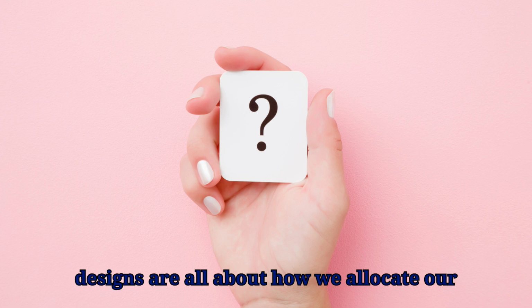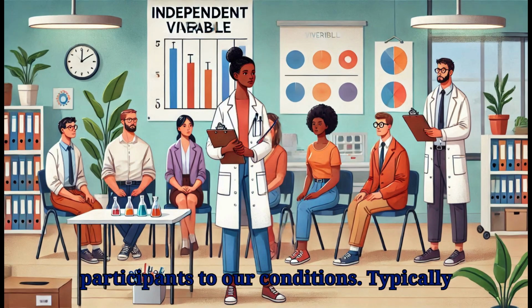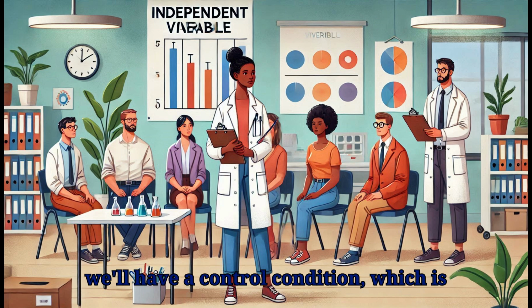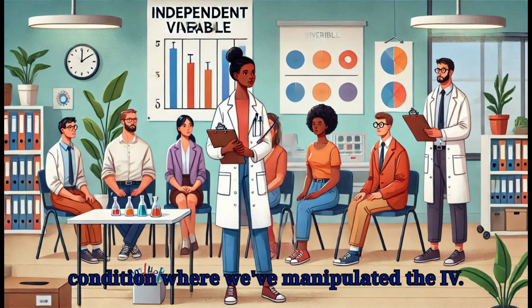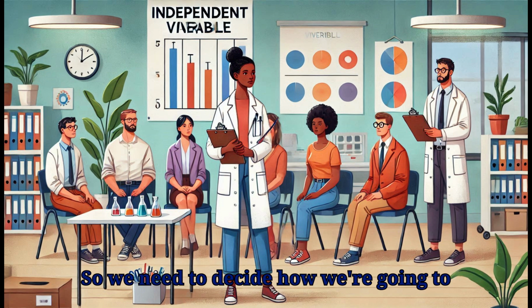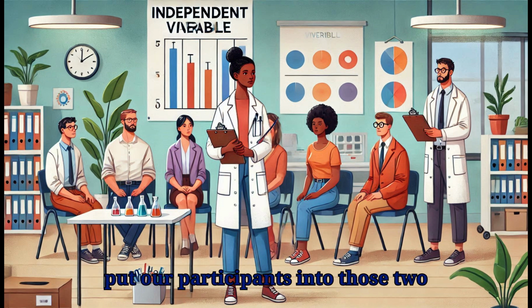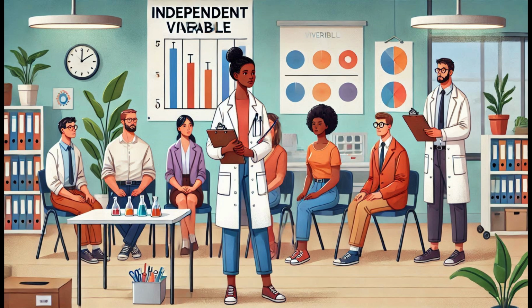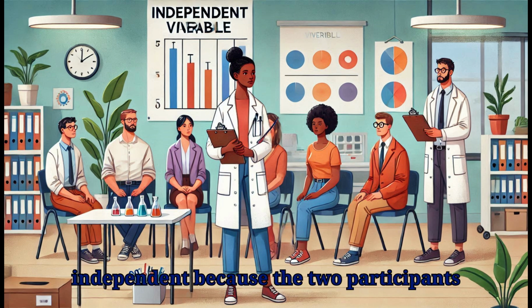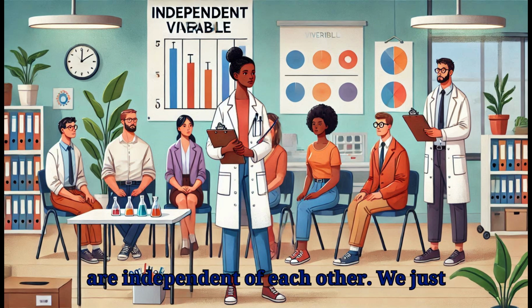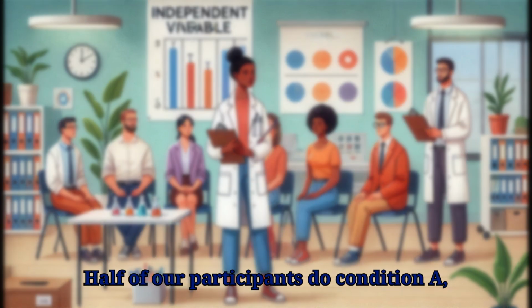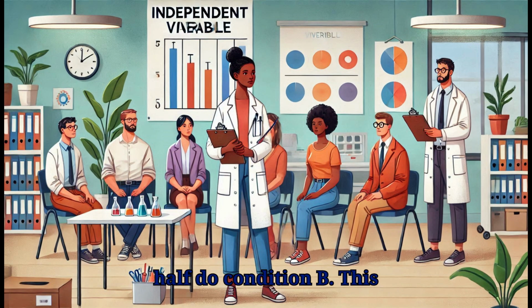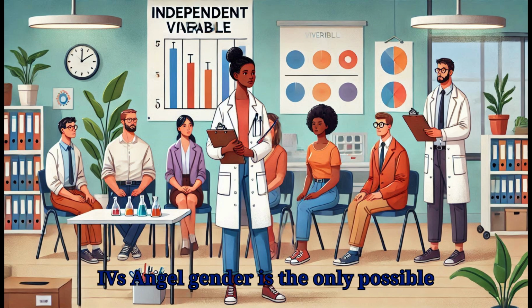Experimental designs are all about how we allocate our participants to our conditions. Typically, we'll have a control condition, which is our baseline, and an experimental condition where we've manipulated the IV. So we need to decide how we're going to put our participants into those two conditions. So the easiest one, independent measures design, independent because the two conditions are independent of each other. We just get our participants, split them in half. Half of our participants do condition A, half do condition B. If we've got a quasi experiment where the IV's age or gender, it's the only possible design you can use.